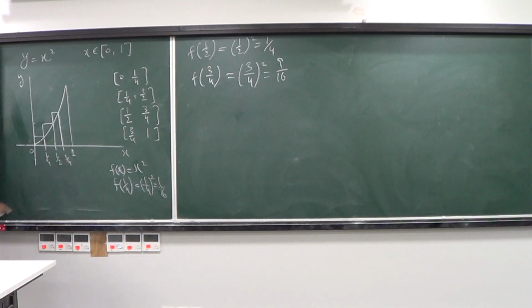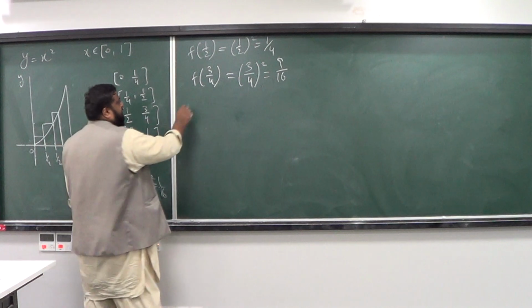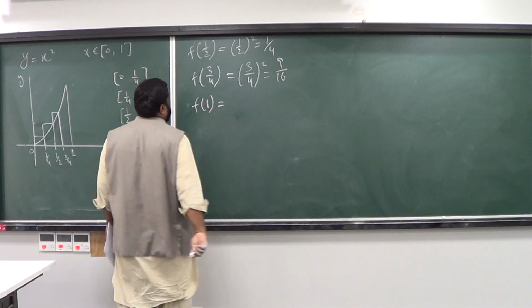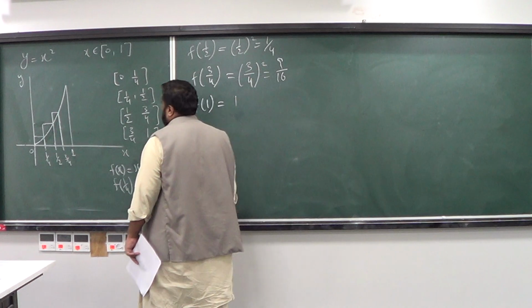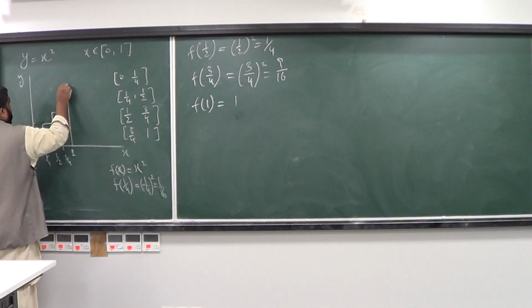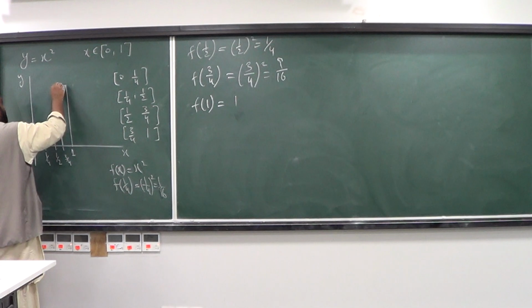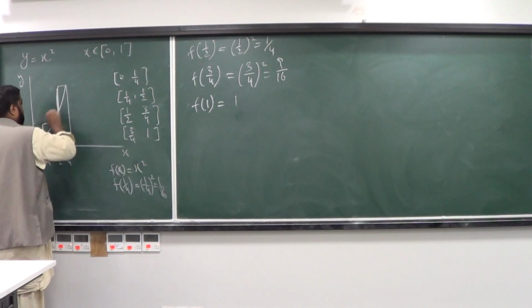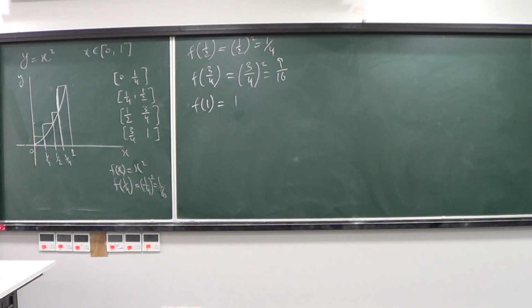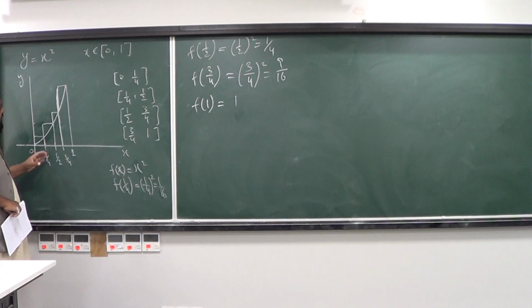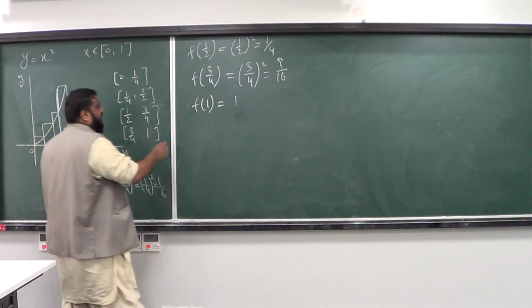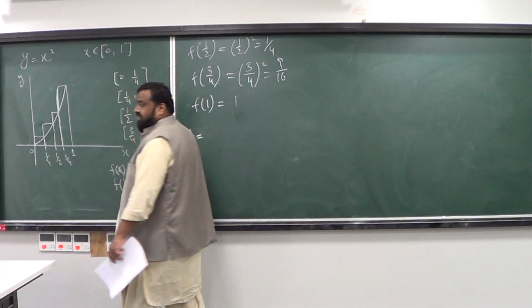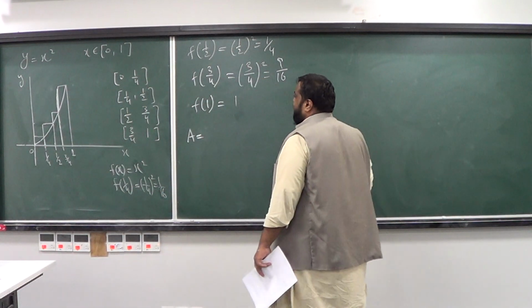And the last interval is really f of 1. So f of 1 is really 1, so you're going to get a rectangle whose height is 1. Now you can immediately see a trouble with this. For example, let's calculate the areas of these rectangles. So what would be the areas of these rectangles?